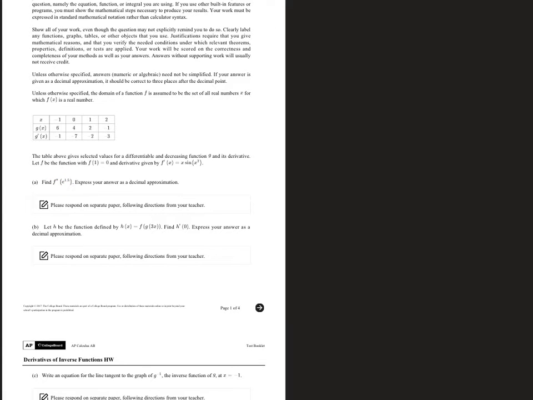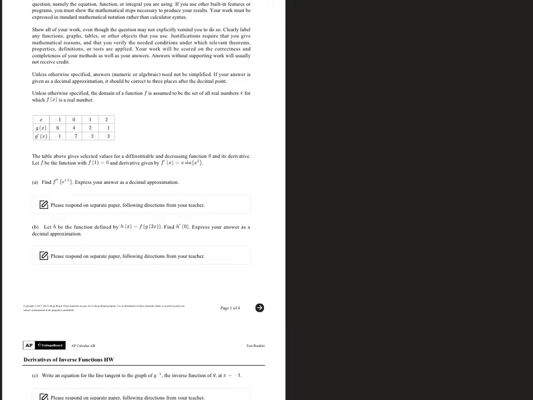Now I look at what they are giving me. Well, they've given me this table of values for a differentiable and decreasing function g and its derivative. And then they told me let f be the function with f of 1 equals 0, and then this is the derivative. So now I combine those. Okay, I need f double prime, and look at what they gave me. Hey, they gave me f prime.